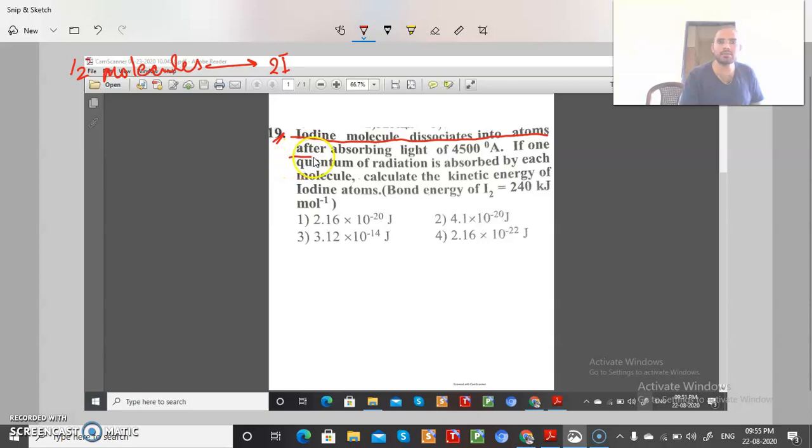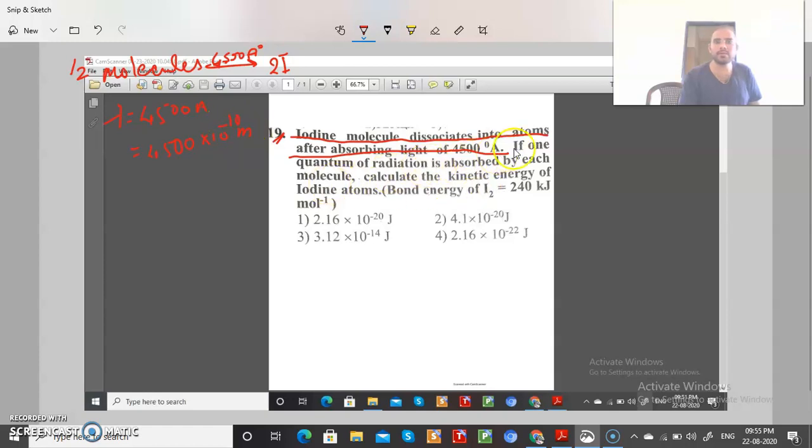Then you see, after absorbing light of 4500 angstrom, the light is absorbed. How much is absorbed, student? 4500 angstrom. So that is the lambda they have given. Lambda they have given is 4500 angstrom. You convert into meter, that is 4500 into 10 to power minus 10 meter.